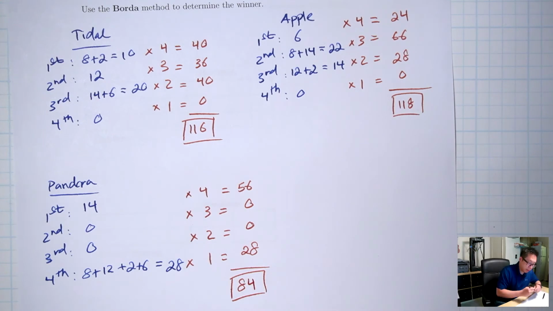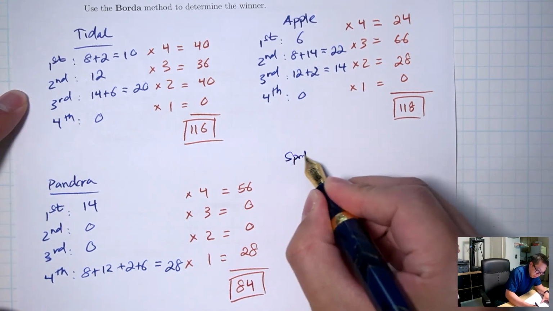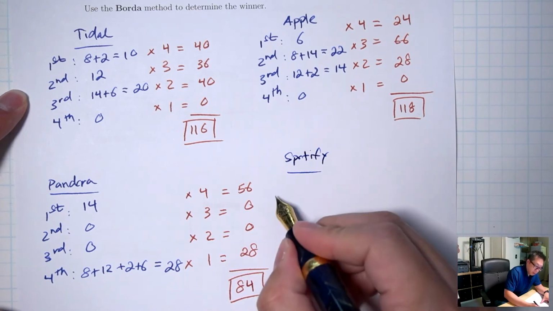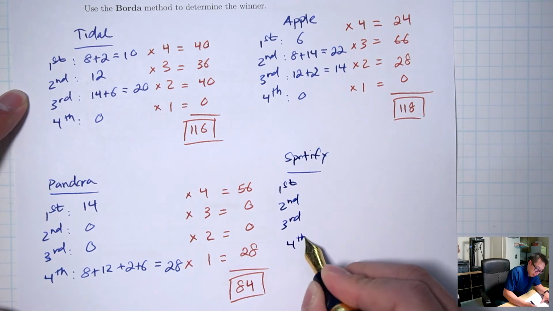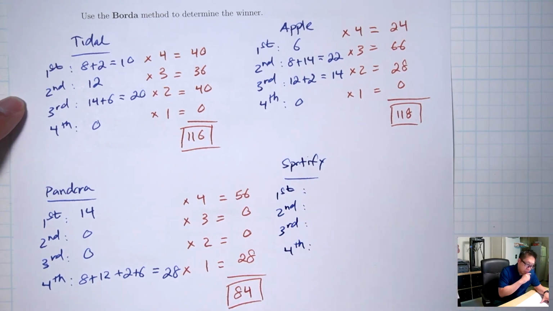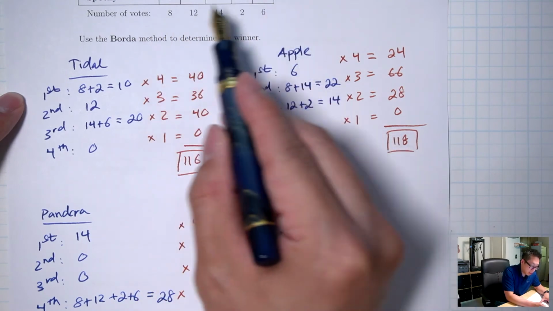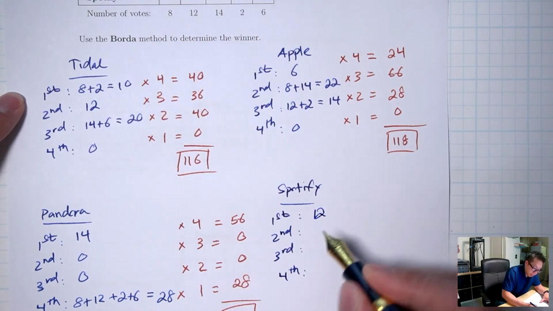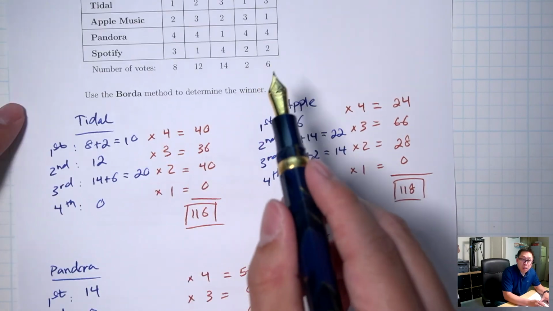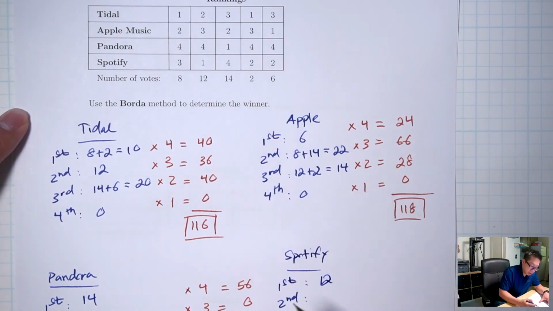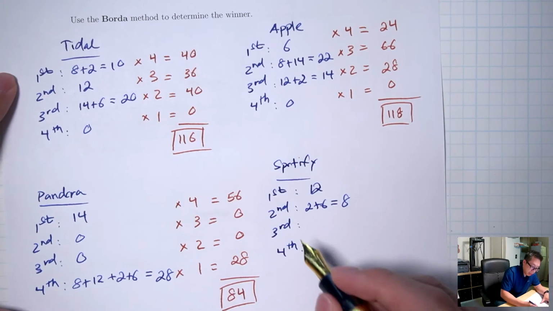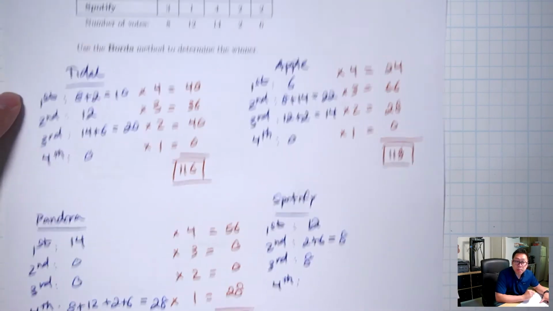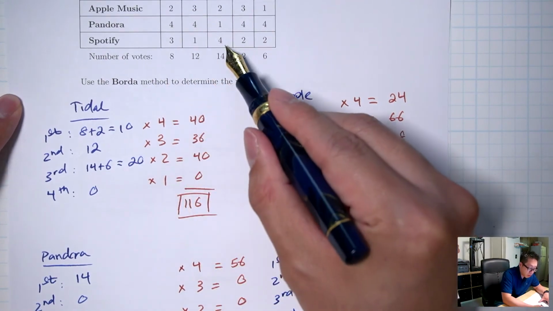And then finally Spotify. Spotify, first place, I see just a 1, so that's just 12. Second place, 2 2s, so 2 plus 6, which is 8. Third place, just 1 3, so just the 8. Fourth place, 1 4, just a 14.